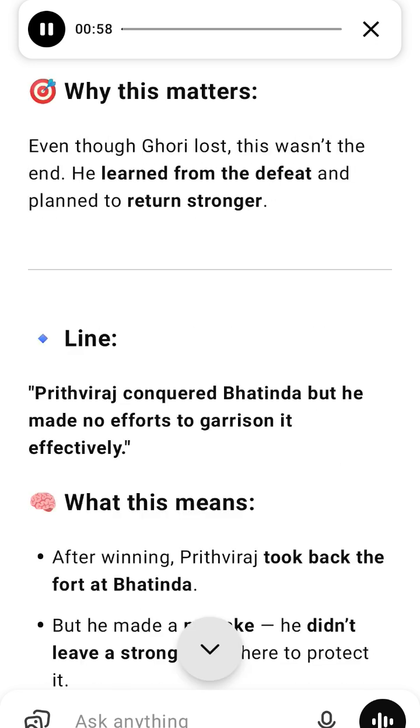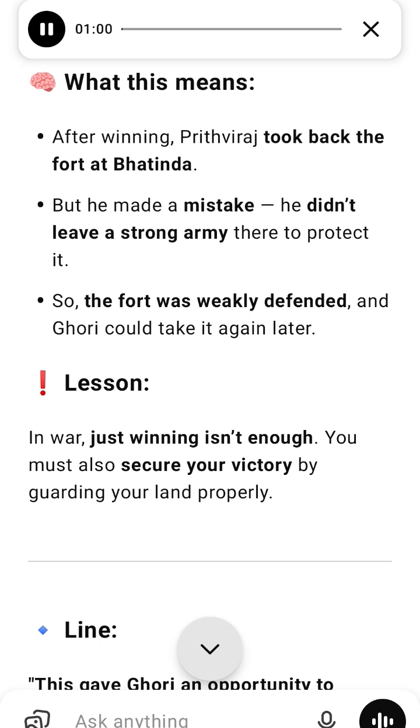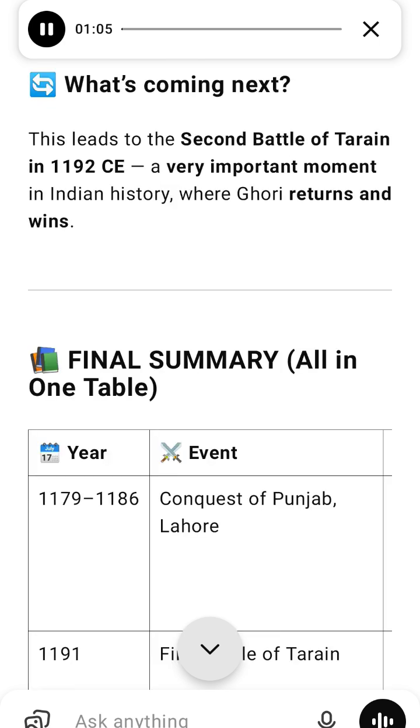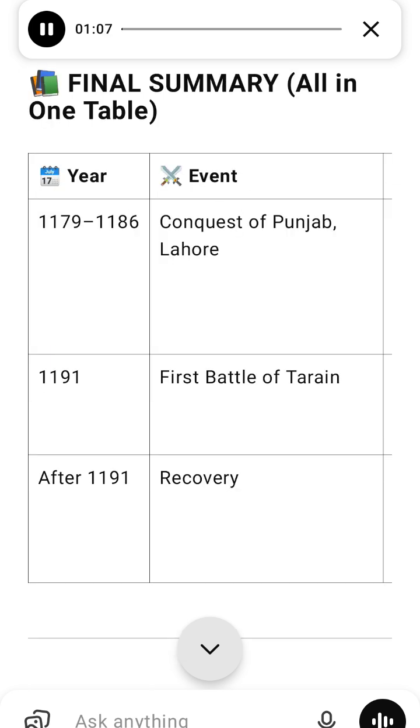Big mistake by Prithviraj. After the victory, Prithviraj took back the fort at Bathinda, but he made a serious mistake. He did not leave a strong army there to protect the fort. What did Ghori do next? Ghori noticed this mistake. He went back to Afghanistan, gathered a new, stronger army, and prepared to attack again. He was now more serious, more careful, and ready to take revenge.